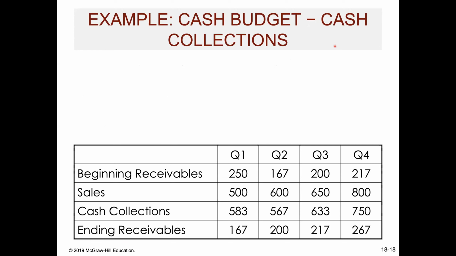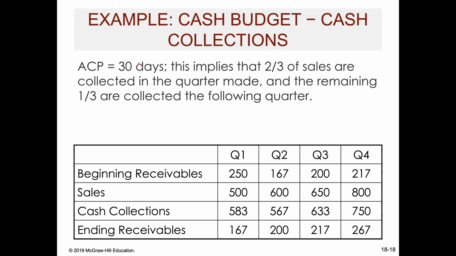First, we're going to look at collections, cash collections. So this is the money coming in. The average collection period is 30 days. So if we sell something on credit, it's in accounts receivable for about 30 days, then we get our cash. This implies that 2/3 of sales are collected in the quarter made.